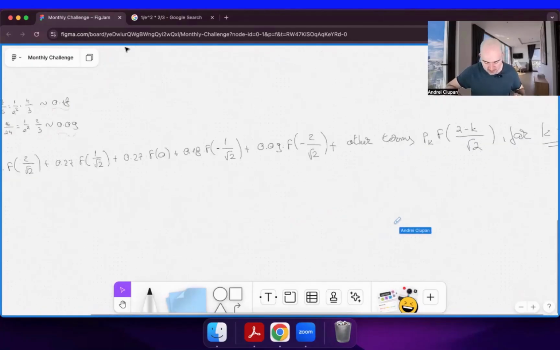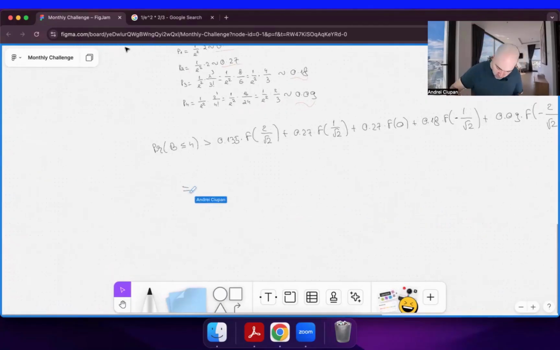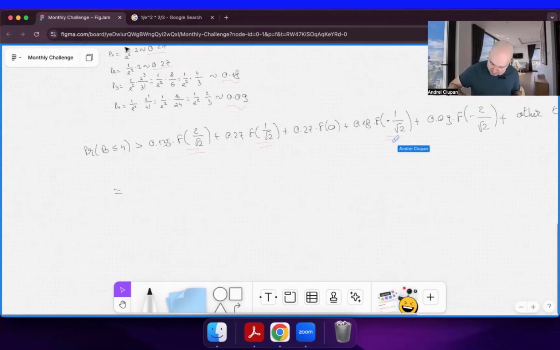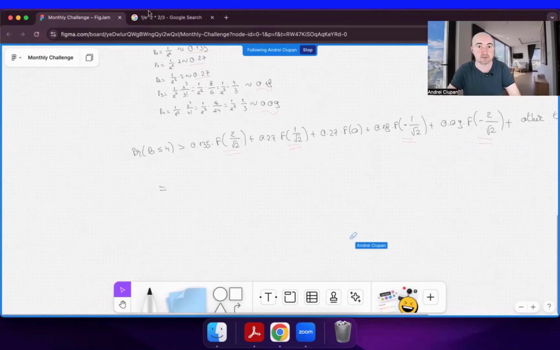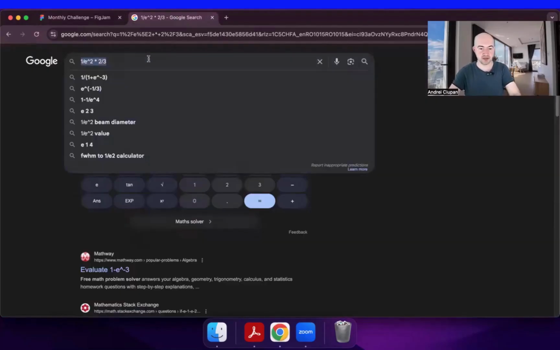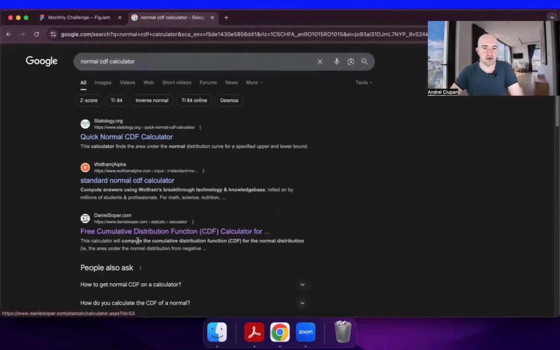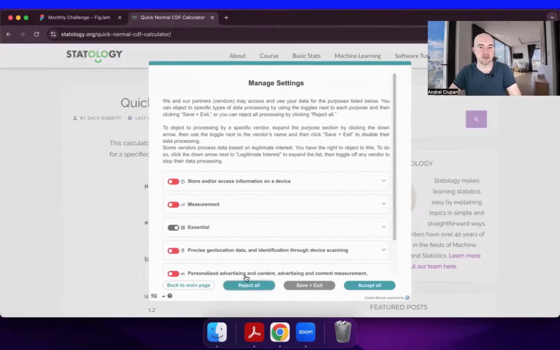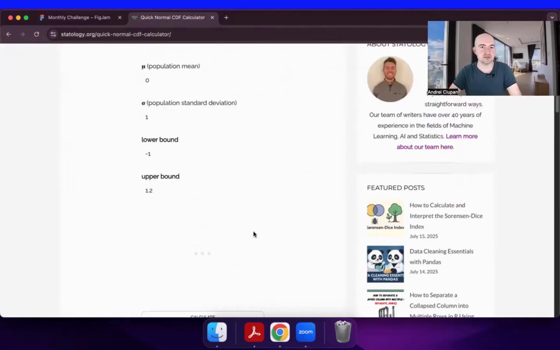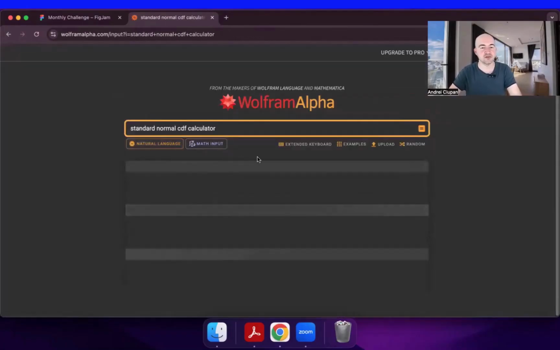Okay. Let's just approximate these first few terms and see what it looks like. So now we need to approximate these values. This is not so bad because we again can just plug them into a calculator. So let's go to the shared screen, and I'm going to say normal CDF calculator. We have many options, actually. Let's go to this link. Let's find something better. Yeah, Wolfram Alpha should be just fine.